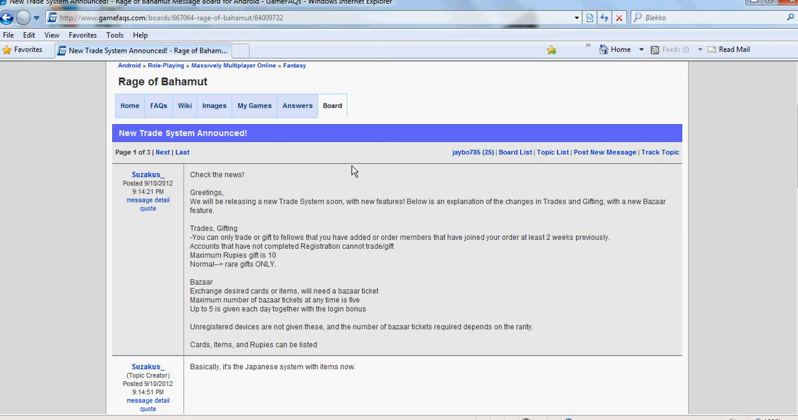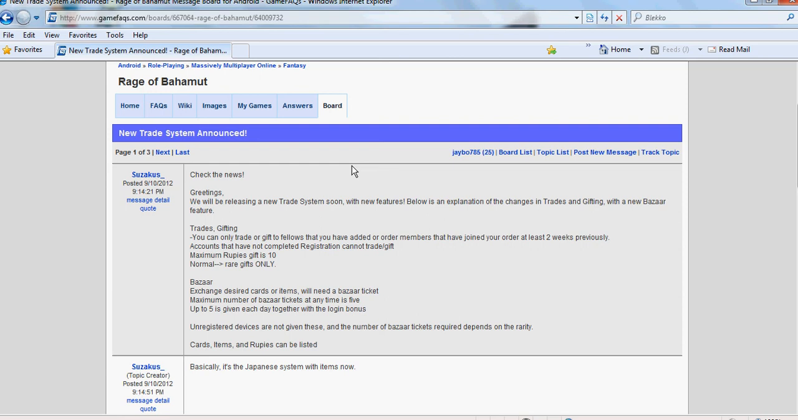It states, "Greetings. We will be releasing a new trade system soon with new features. Below is an explanation of the changes in trades and gifting with the new Bazzar feature. Trades, gifting. You can only trade or gift to fellows that you have added or order members that joined your order at least 2 weeks previously. Accounts that have not completed terminal registration will not be able to trade or gift. The maximum number of rubies that can be gifted at any one time has been changed to 10,000 rubies. Only normal to rare cards can be gifted.